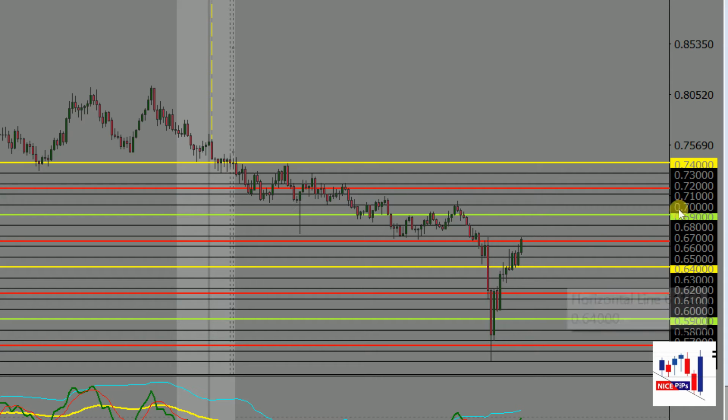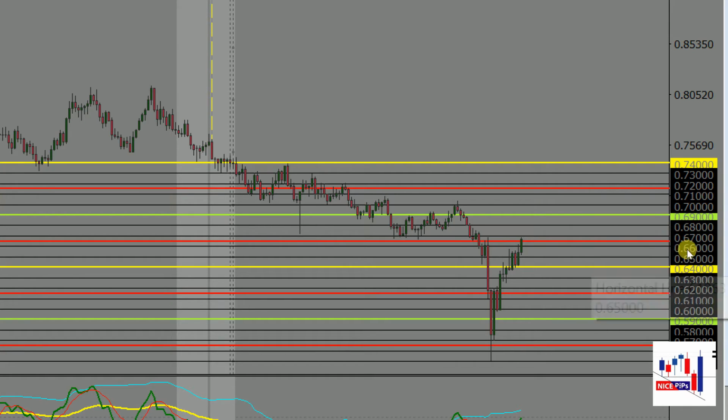From the yellow line to the next yellow line, that's from 0.64 to 0.74, these are 1000 pips. From the yellow to the red, there are 250. From the red to the green, 250. From the green to the other red, 250. From the red to the other yellow, that's 250 pips as well.